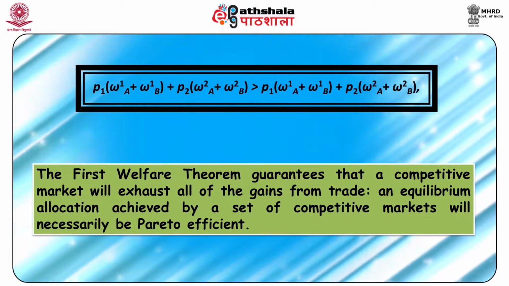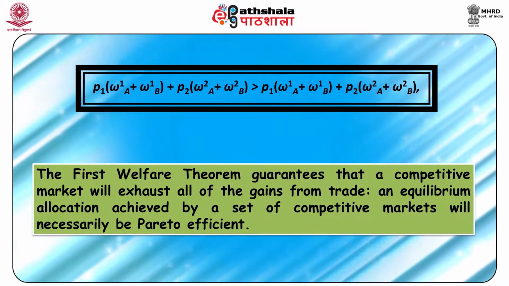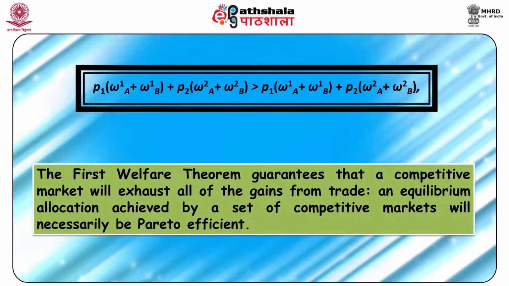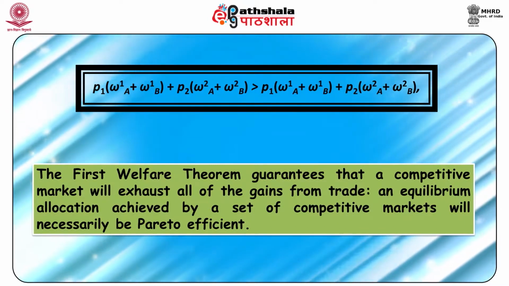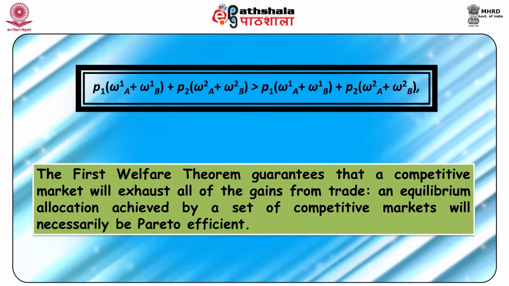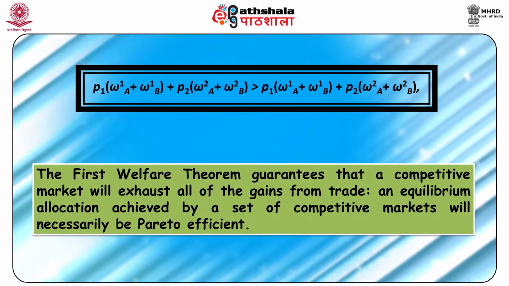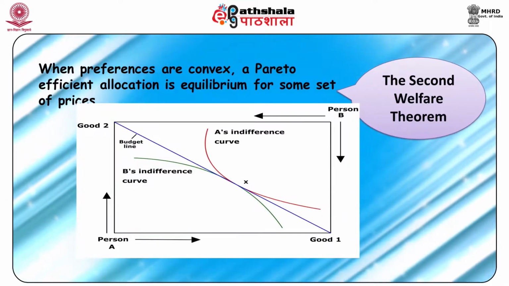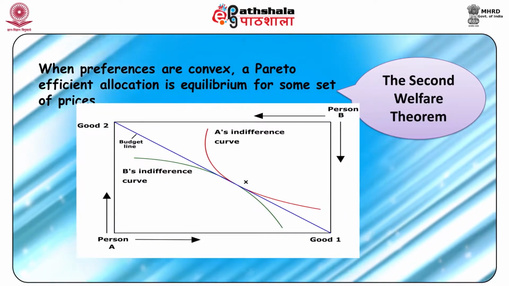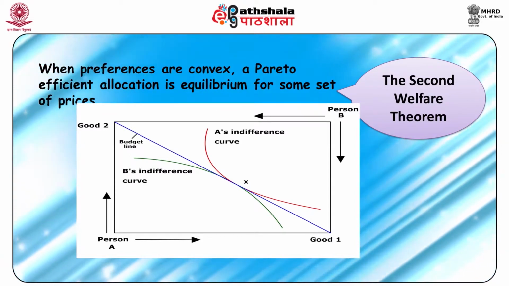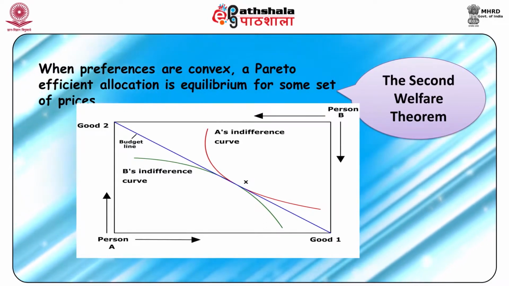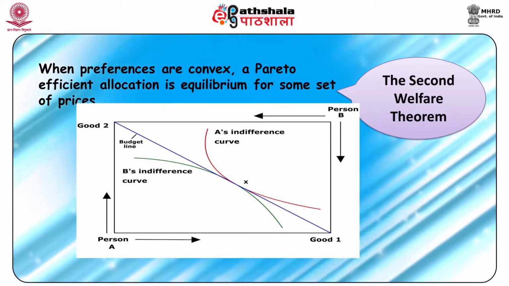The first welfare theorem guarantees that a competitive market will exhaust all of the gains from trade. An equilibrium allocation achieved by a set of competitive markets will necessarily be Pareto efficient. The second welfare theorem states that when preferences are convex, a Pareto efficient allocation is an equilibrium for some set of prices. This is illustrated in figure 4.2.